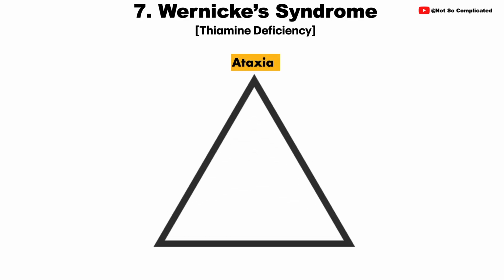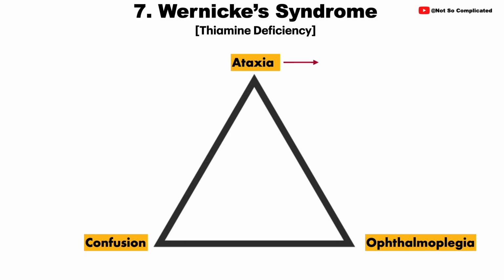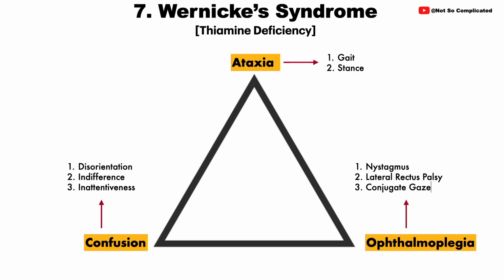Now talking about Wernicke's encephalopathy or syndrome, that is obviously due to thiamine deficiency. The first one is ataxia. The second one is confusion, and ophthalmoplegia. There are different manifestations of this. The ataxia can be of gait or stance, all right? The confusion can be disorientation, indifference, or inattentiveness. And ophthalmoplegia can be nystagmus, lateral rectus palsy, or conjugate gaze palsies, all right? So this is Wernicke's syndrome.